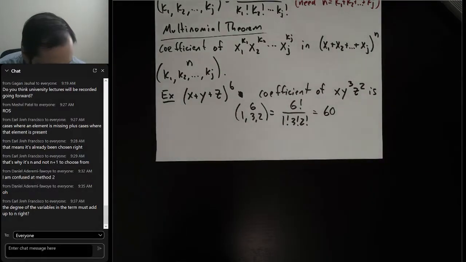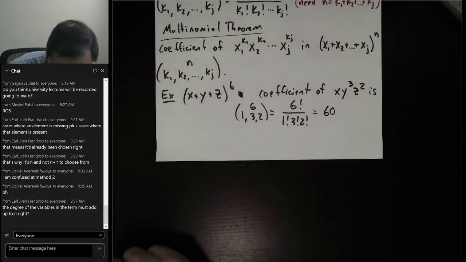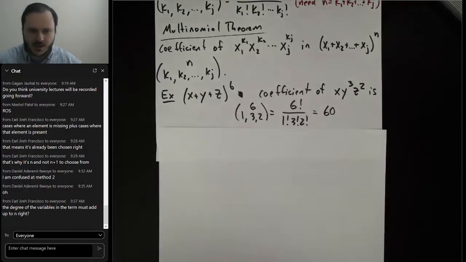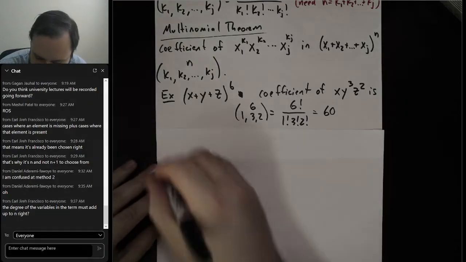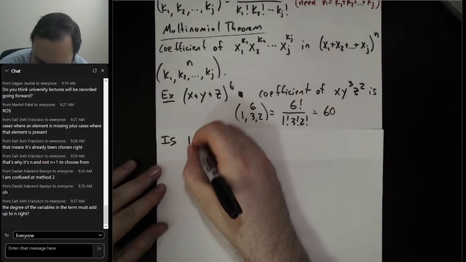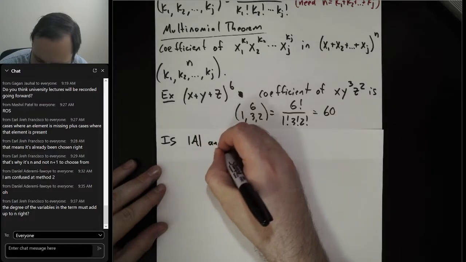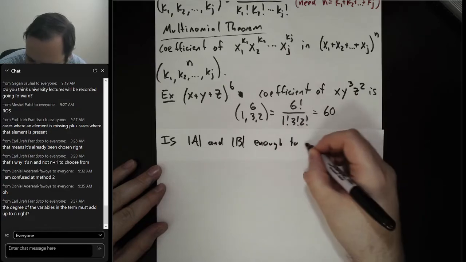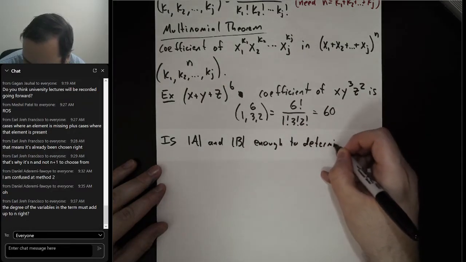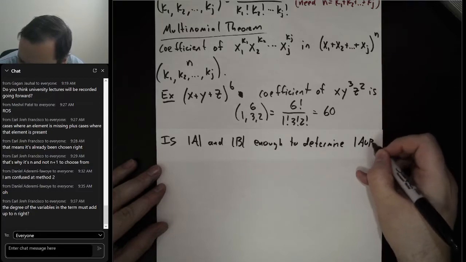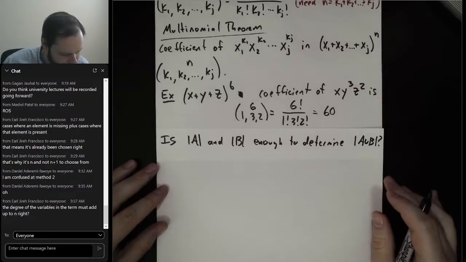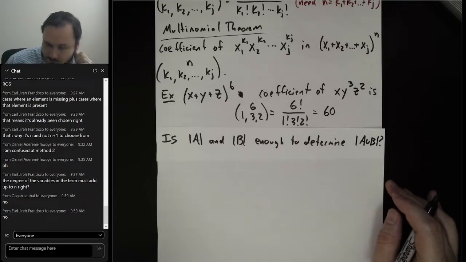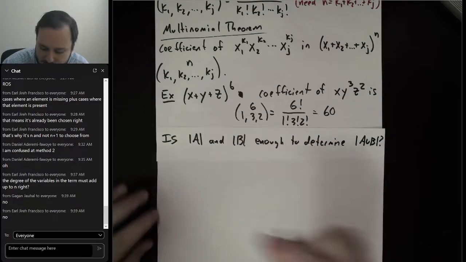The last thing I want to talk about today is to go back to set theory a little bit and ask the question, is the size of A and the size of B enough to determine the size of A union B? No. Right? We need to know more.